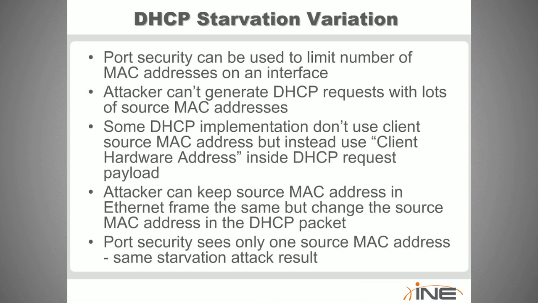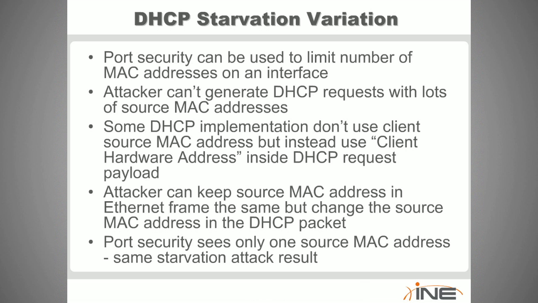Next we get to a little bit more sophisticated version of this starvation, when we implement port security to try to limit the number of source MAC addresses, but the attacker's implementation doesn't use the source MAC address to do the allocation binding. Again, in the previous case, the attacker sends a bunch of DHCP requests sourced from unique MAC addresses. They're sourced from all different MACs. Port security stops this because it says only one source MAC address is supposed to be on the port.